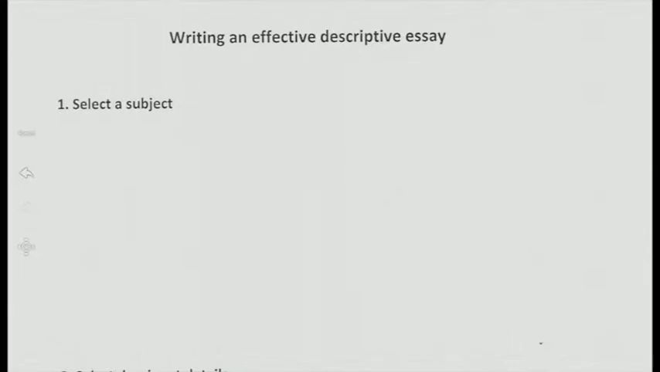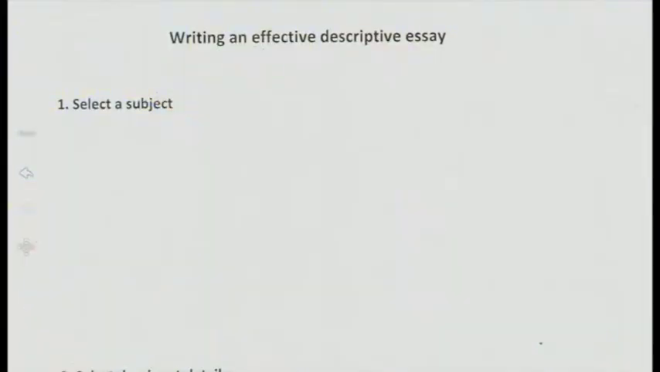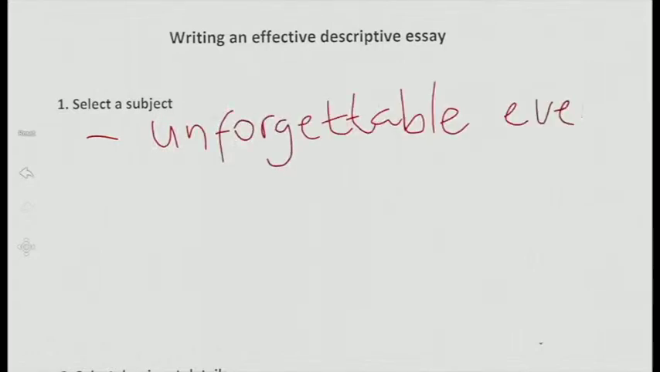The steps that you need to undergo whenever you have to write a descriptive composition are, you need to first select a subject. And of course, the subject is going to be directed by whatever the prompt says in the question. So let's say you are given a topic where you are supposed to write a descriptive essay on an unforgettable event.